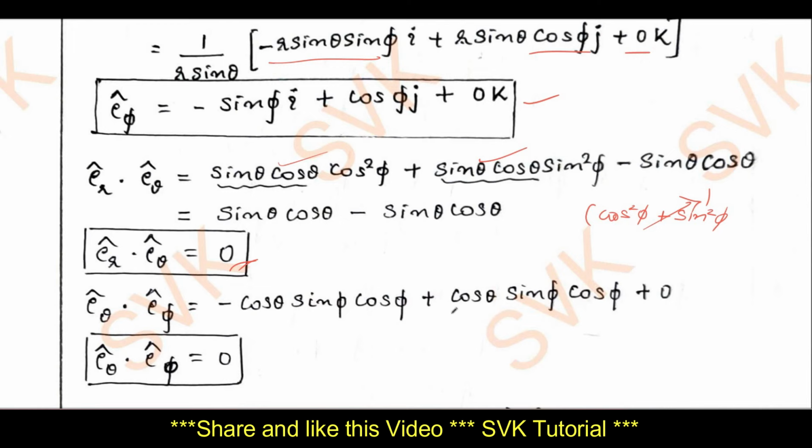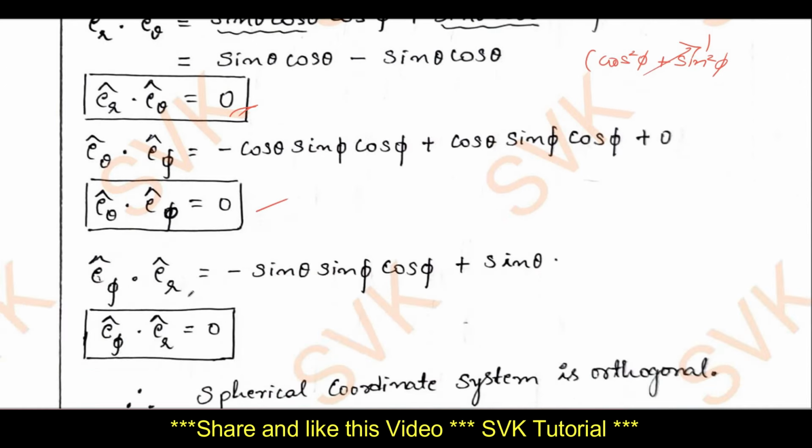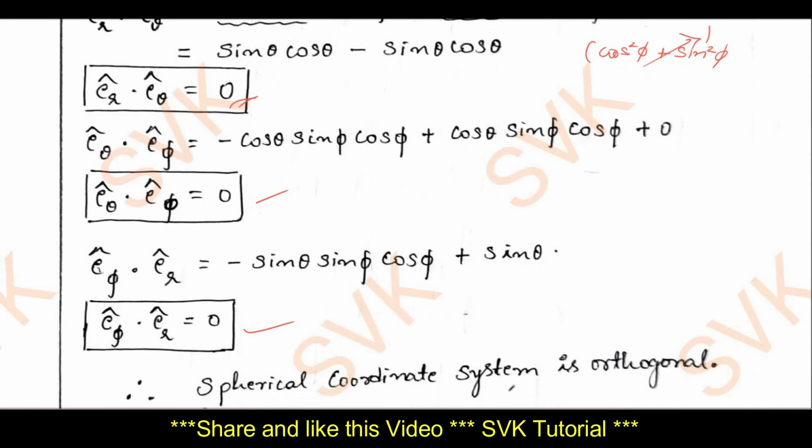From that we get another 0. So this is also 0. Finally find e phi dot e r, that will also be 0. Once we know that these three dot products are 0, we can say that the given spherical coordinate system is orthogonal. So this is the way of solving the problems of module 2.